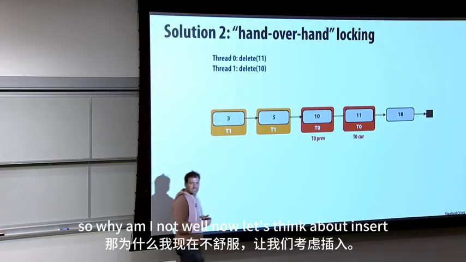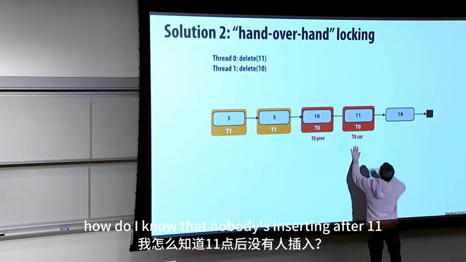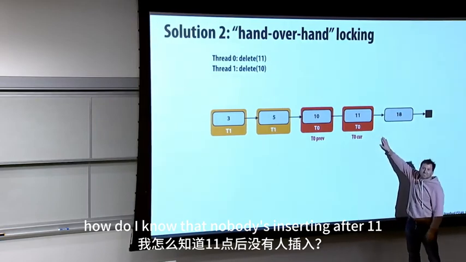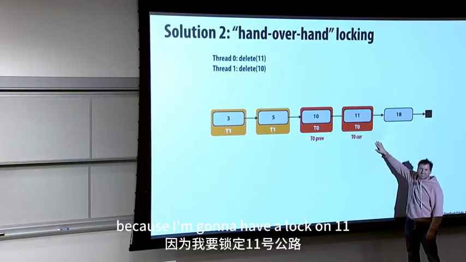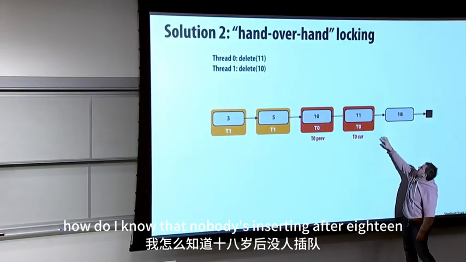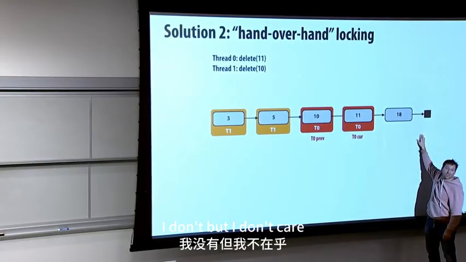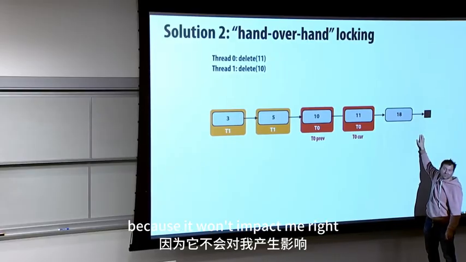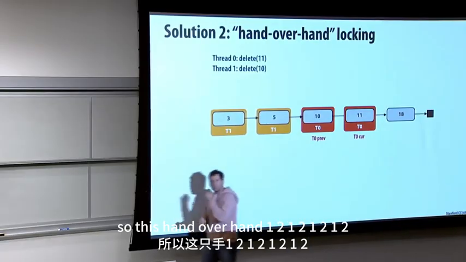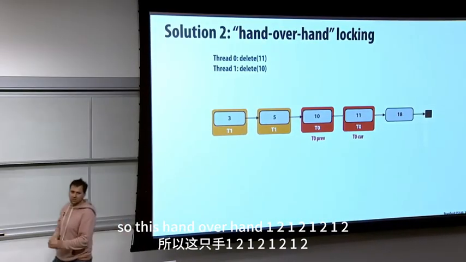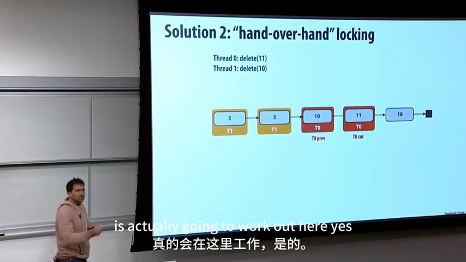Now let's think about insert. If I have the lock on 11, how do I know that nobody's inserting after 11? Because I'm going to have a lock on 11. How do I know that nobody's inserting after 18? I don't, but I don't care, because it won't impact me, right? So this hand over hand, 1, 2, 1, 2, always keeping a lock on previous and current is actually going to work out here.